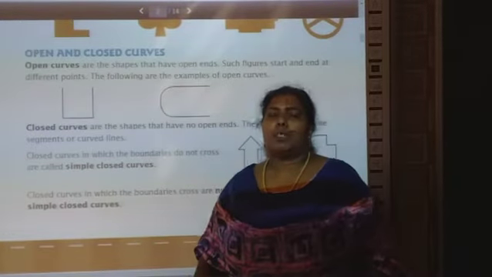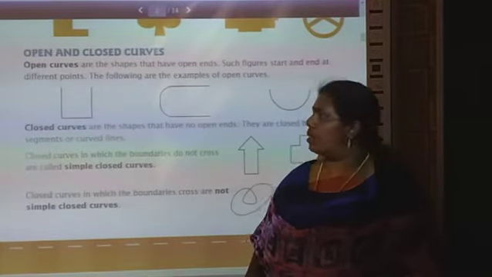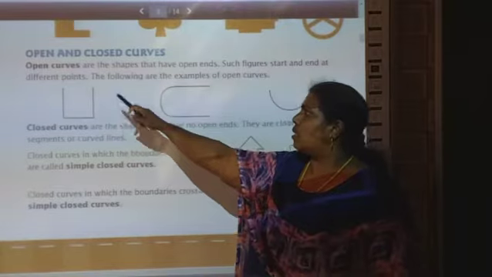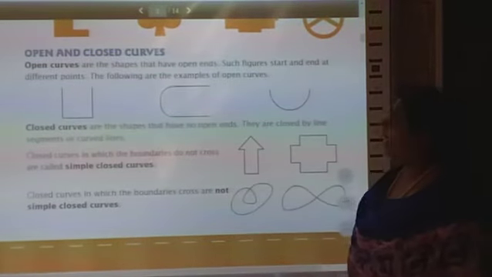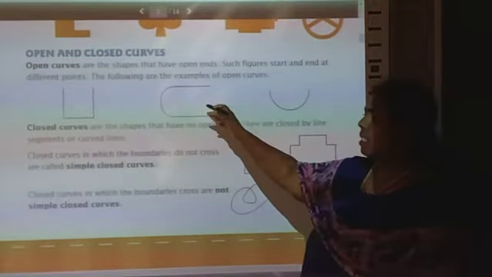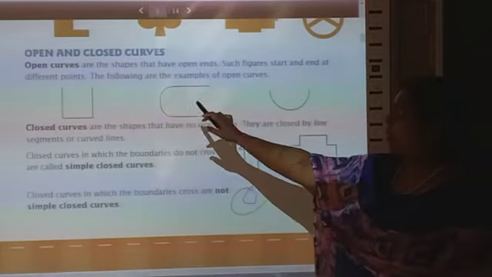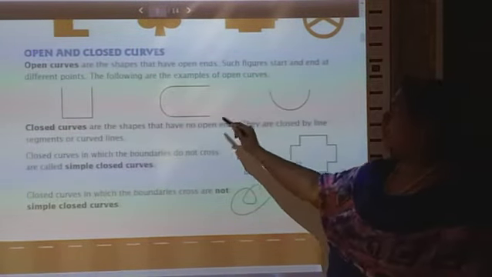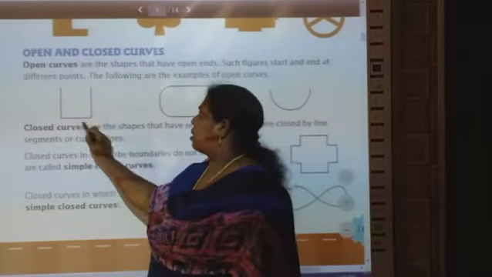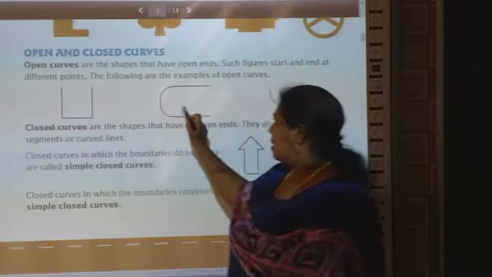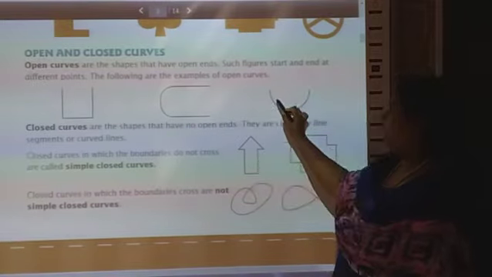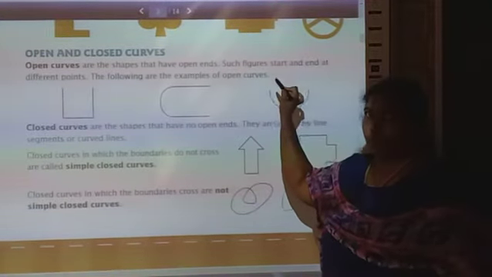Right? Next is open and closed curves. See here, open and closed curves. Open curves are the shapes that have open ends, such figures that end at different points. The following are examples of open curves. See here, it is not closed. It is open only. So these curves are open curves. Understand? It is not closed.